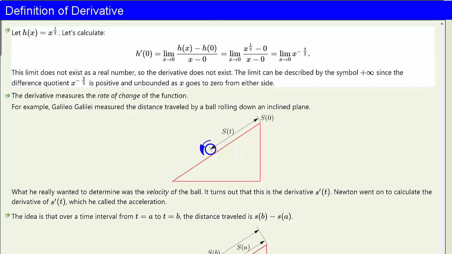Let's calculate. H prime of 0 is the limit as x goes to 0 of h of x minus h of 0 divided by x minus 0. This first statement never changes. Just the point a changes. That's the limit as x goes to 0 of x to the 1/3 minus 0 over x minus 0, and that's just the limit as x goes to 0 of x to the minus 2/3.